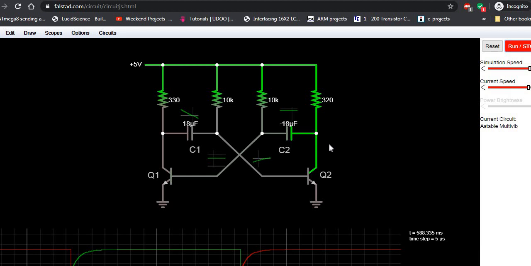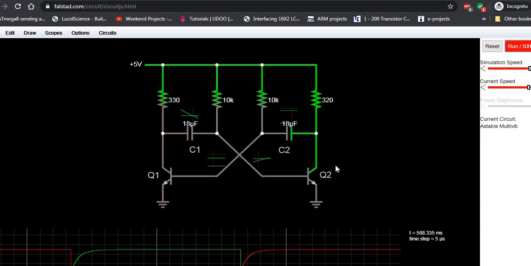Let us assume one of the transistors is on, so the voltage at the collector of Q2 is high. High means this transistor is off. Look at the base voltage. Base voltage is less than 0.67. That's why Q2 is off. Look at the voltage at Q1. It is 0.66 and collector voltage is approximately 0. So at this instant, Q1 is on, Q2 is off.